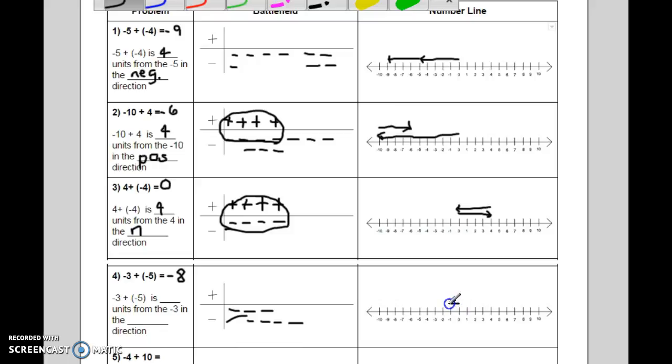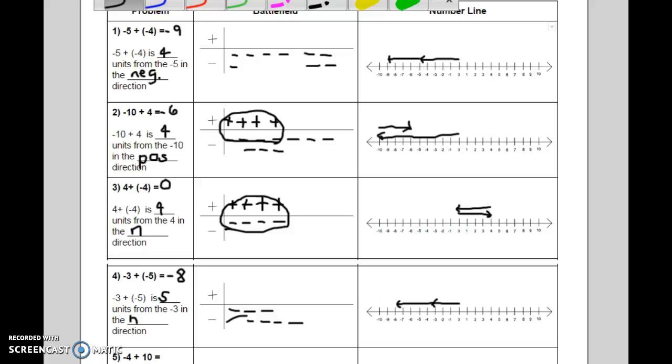Then I'm taking -3 plus -5. So from 0, I'm going to go down to -3. And then I know that I'm adding -5. So that's going to add 5 more, but in the negative direction. 1, 2, 3, 4, 5. So then to answer the question, -3 plus -5 is how many units from -3? It's going to be 5 units from -3, and that's going to be in the negative direction. So I'm just going to write an N for negative.